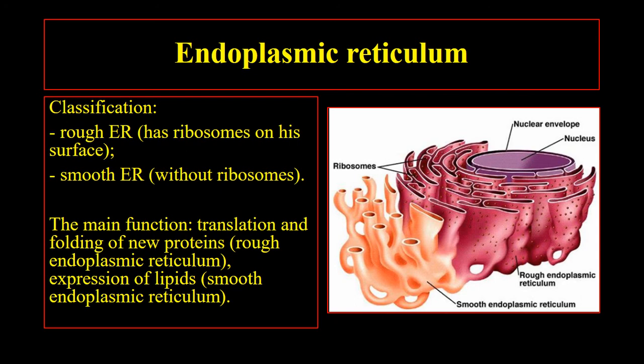And what is the folding? We said that the function is the folding of the proteins. Folding is the physical process by which a polypeptide folds into its characteristic and functional three-dimensional structure from a random coil. And the main function of the smooth endoplasmic reticulum is synthesis of lipids.